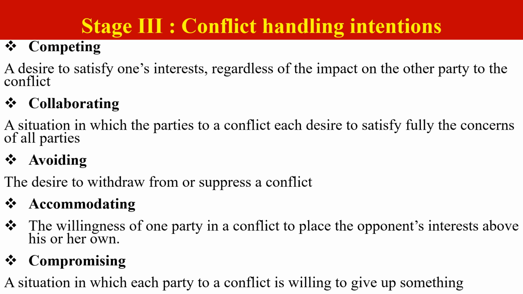Avoiding, or avoidance of the situation, is the desire to withdraw from or suppress a conflict. Accommodating the conflict is the willingness of one party in a conflict to place the opponent's interests above his or her own interests. Then there is compromising, which means a situation in which each party to a conflict is willing to give up something.